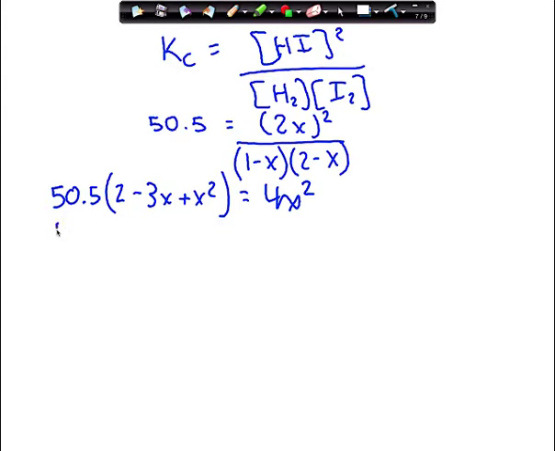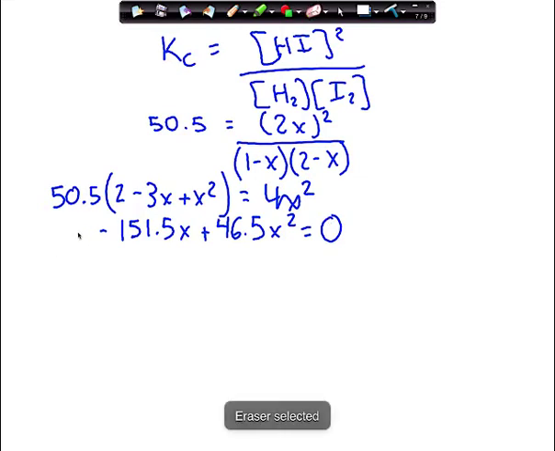So 110 minus 151.5x plus 46.5x squared is equal to 0. What? Oh, thank you. Okay. So you're saying this should be 101? Thank you. You're right. And then, guys, did you see what I did here?